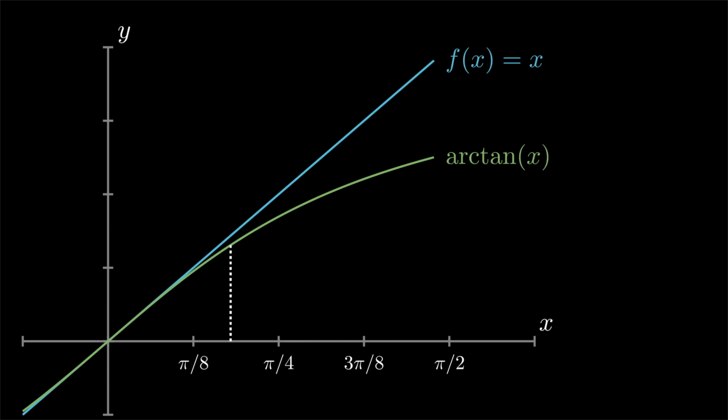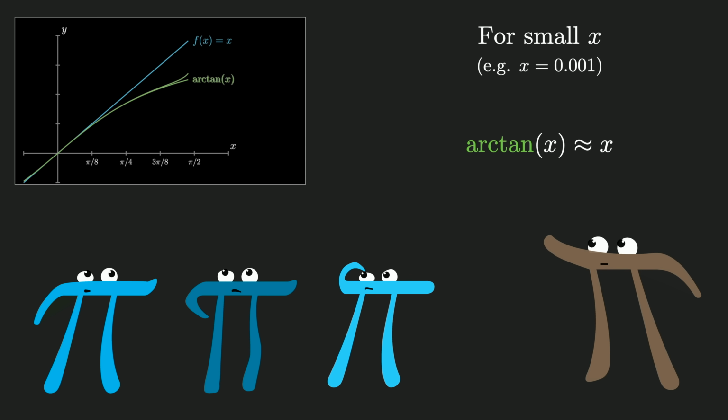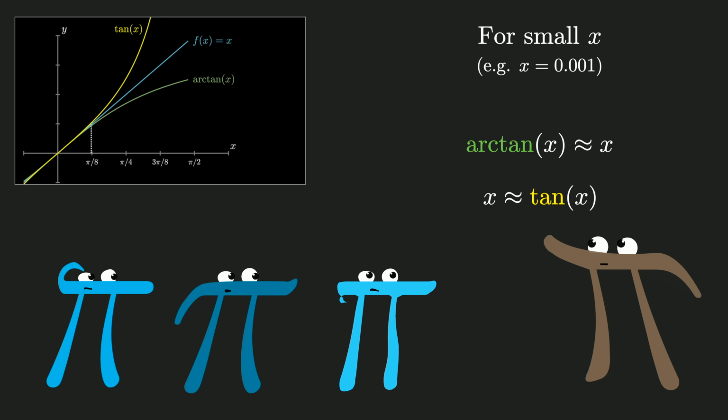This idea that the arctangent of a small number is the same as the number itself is equivalent to saying the tangent of a small number is close to that number itself, and this is known as a small angle approximation. There is an international law saying that when you're doing physics for more than a half hour, you must use at least one small angle approximation.